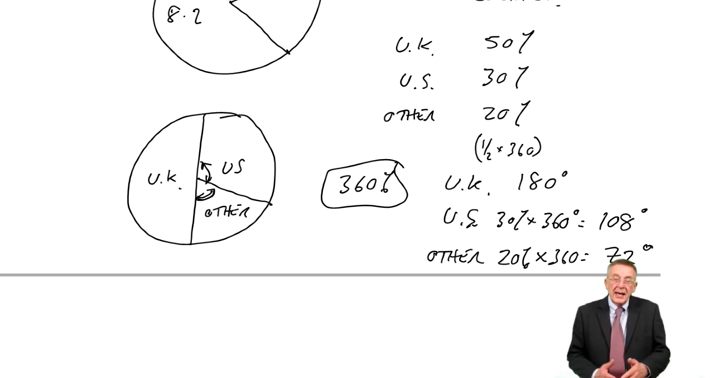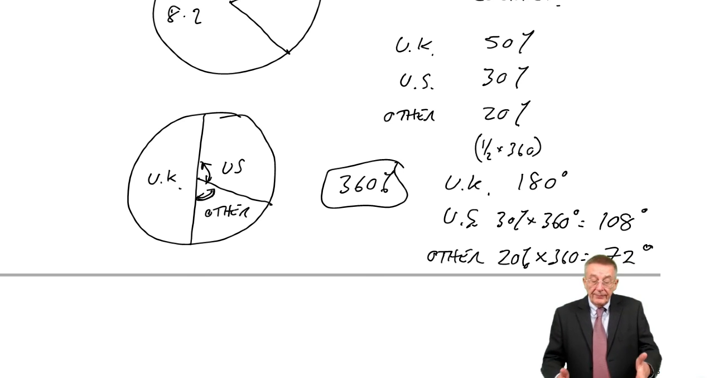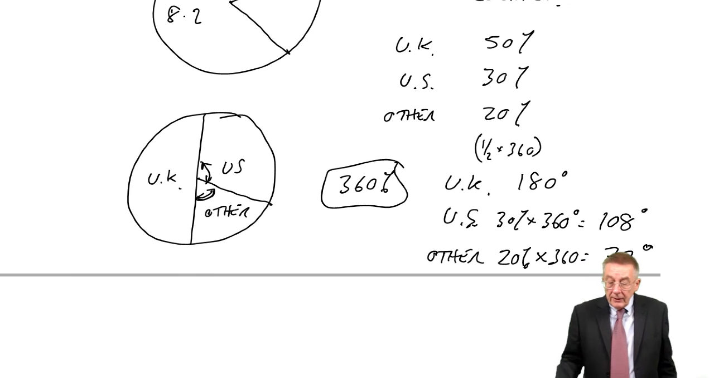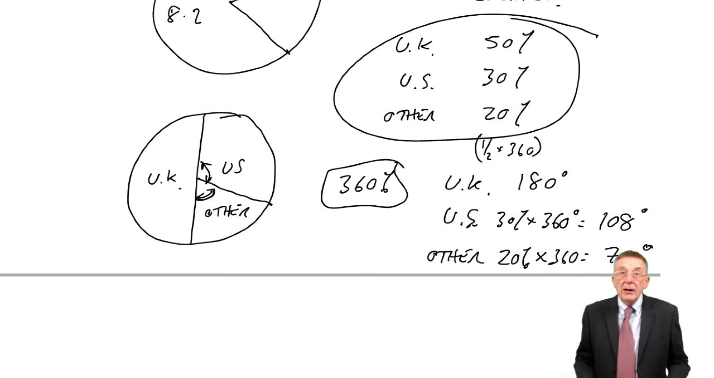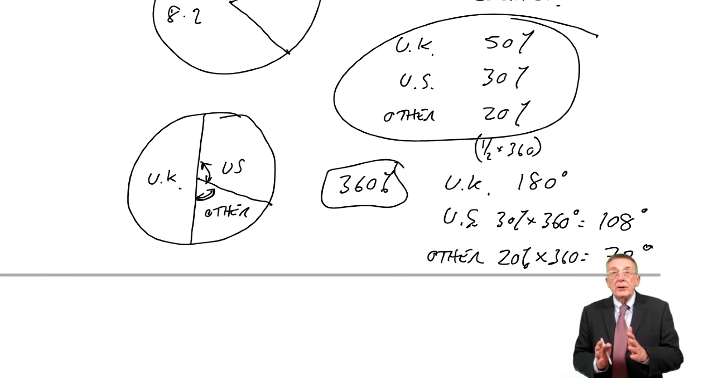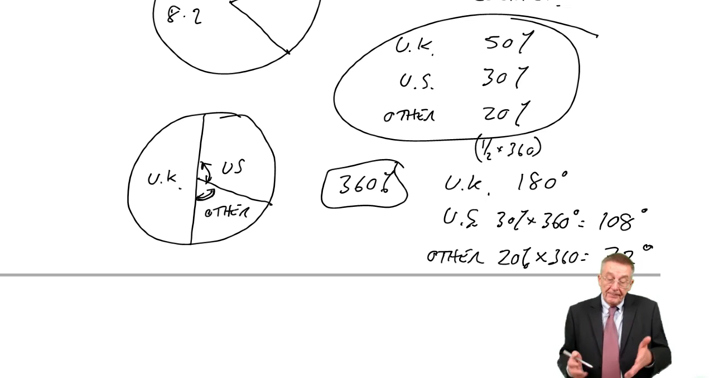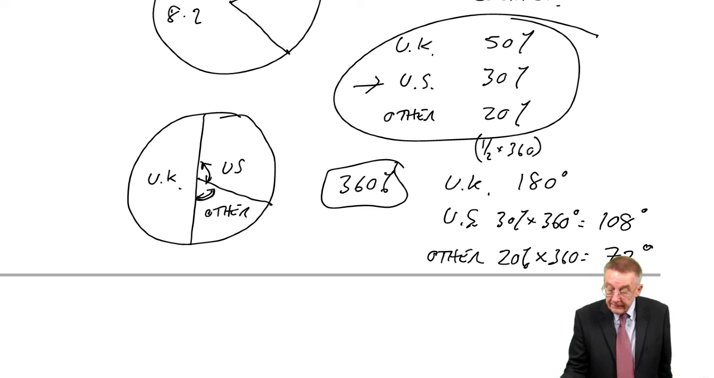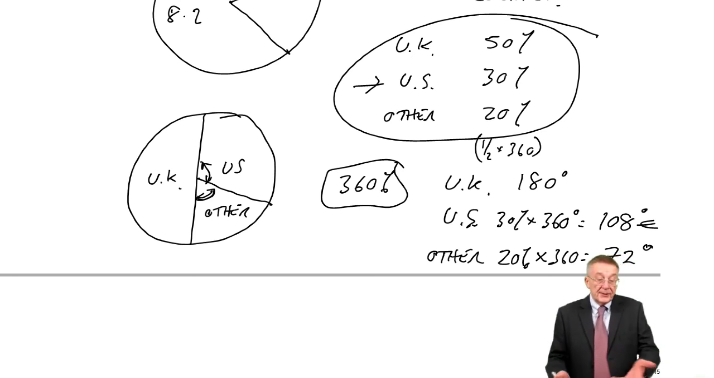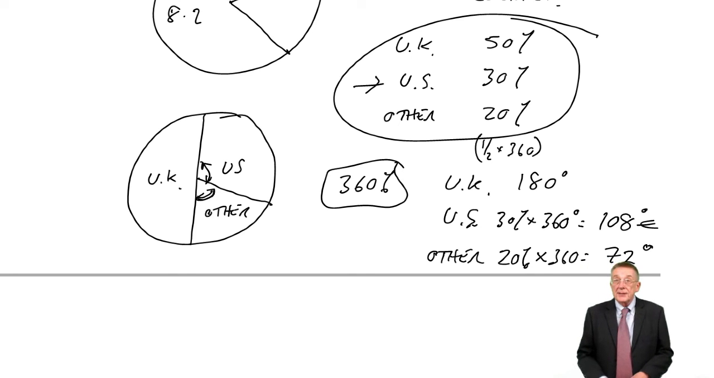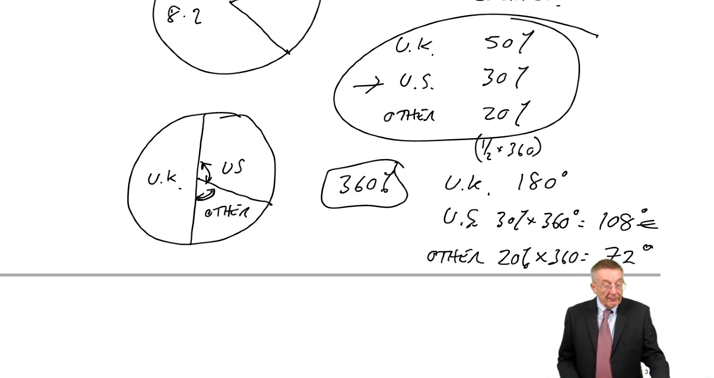But that's one, a tiny bit of calculation, one that they could ask you. They'll give you something like this and say, what will be the angle for the slice representing the US? And give you a choice of 4 answers. The correct one is 108 degrees.